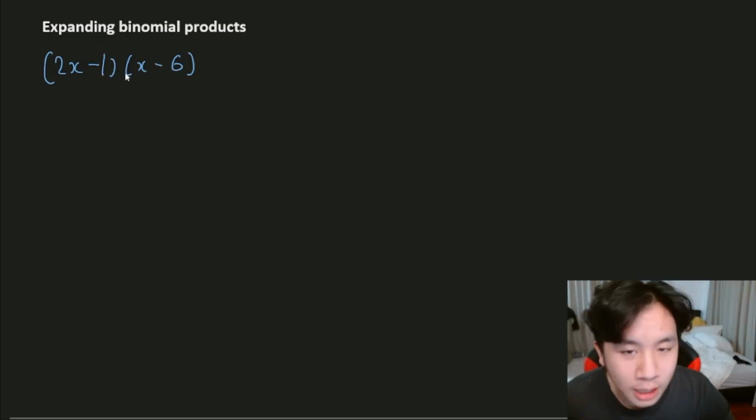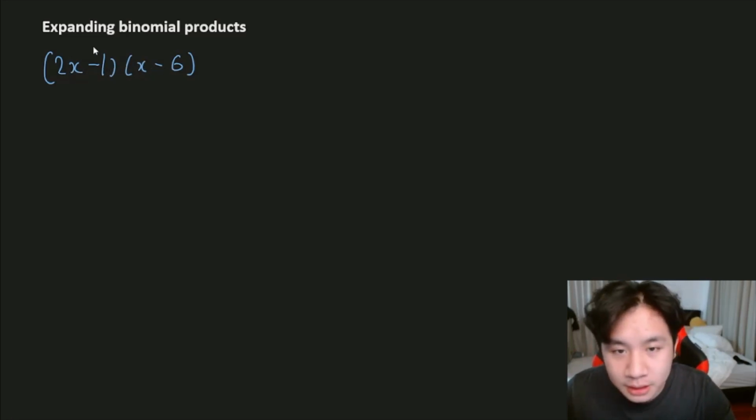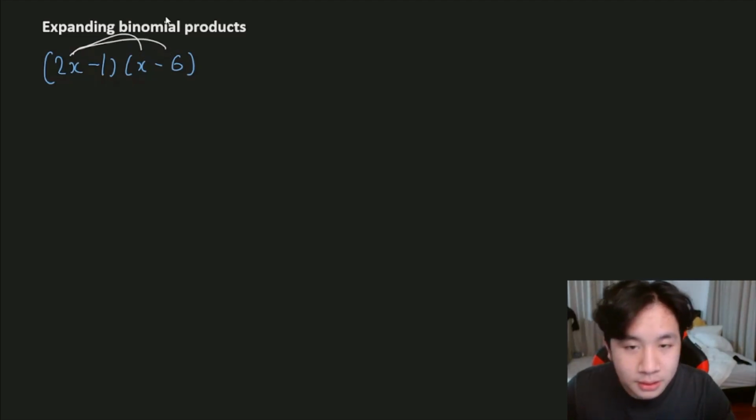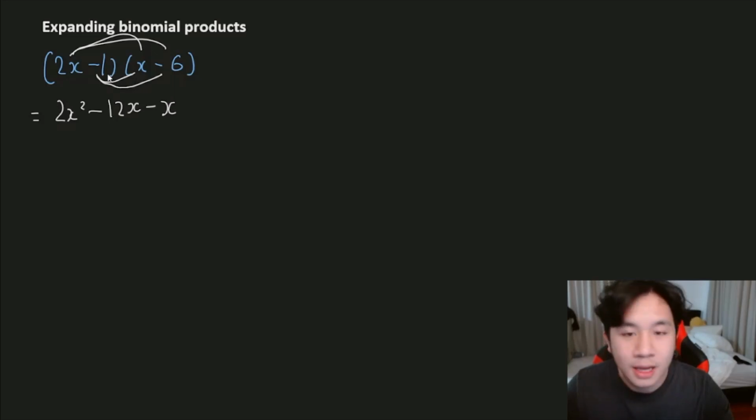Alright, so we have 2x minus 1 multiplied by x minus 6. So let's expand this. Same thing, this times this, and this times this. So 2x times x is equal to 2x squared. 2x times minus 6, that gives you minus 12x. And then this minus 1 times x, this minus 1 times minus 6. Minus 1 times x is minus x. Minus 1 times minus 6, that's plus 6.